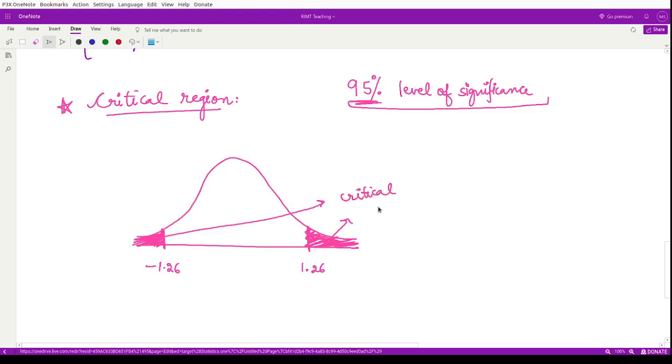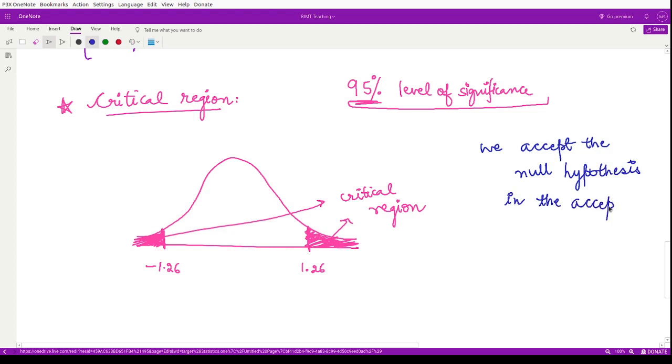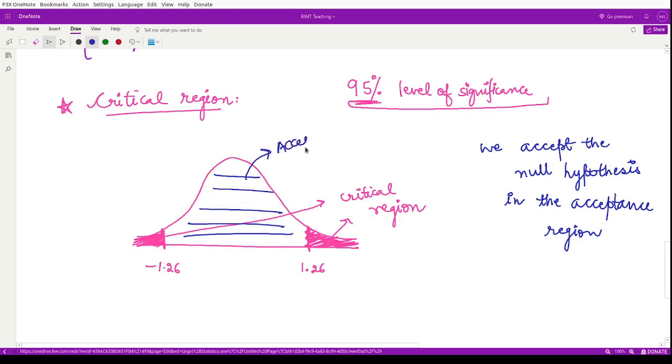So in the acceptance region, we accept the null hypothesis. Now what is this acceptance region? The region which is not shaded. So this is your acceptance region. If your value lies within this region, we say we accept the null hypothesis. So this is important. Make a note of it.